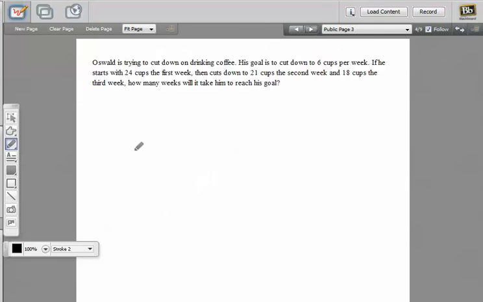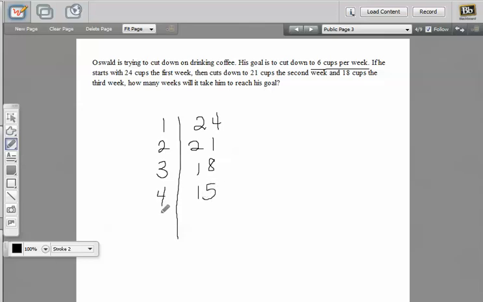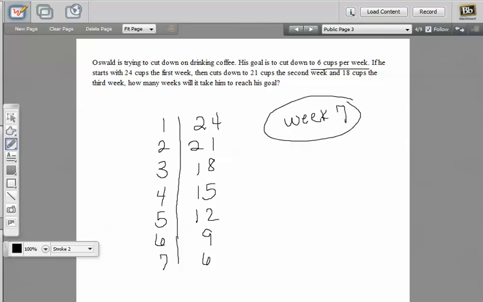Oswald is trying to cut down on drinking coffee. His goal is to cut down to 6 cups per week. If he starts with 24 cups in the first week, and in the second week he can cut down to 21, in the third week he can cut down to 18. How many weeks until he reaches his goal? Well, it looks like we're subtracting 3 each time, so week 4 would be 15, week 5 would be 12, week 6 would be 9, and week 7 would be 6. So in week 7, he's down to his 6 cups of coffee a week. It takes him 7 weeks to reach his goal.